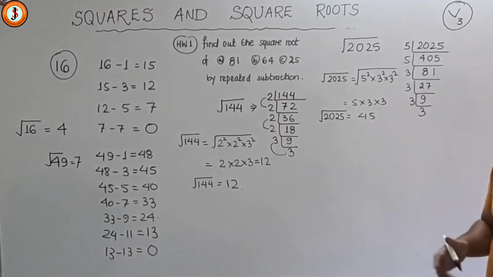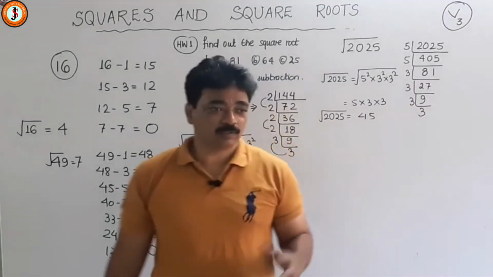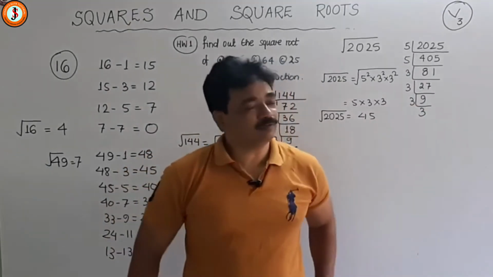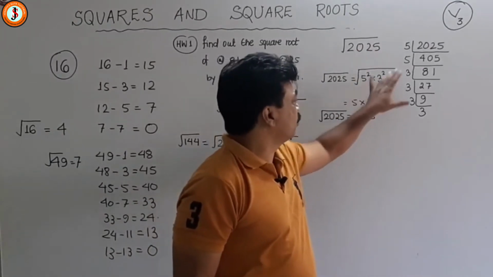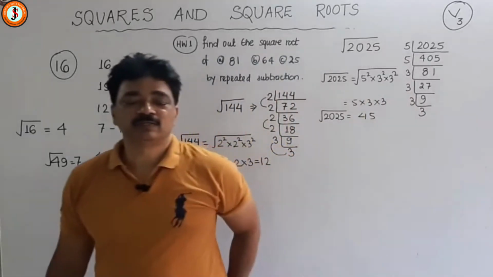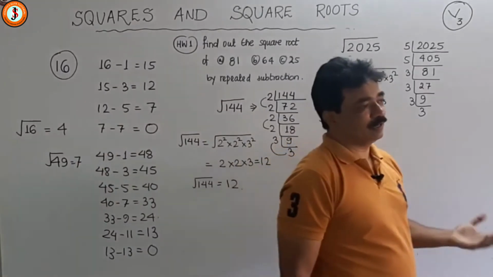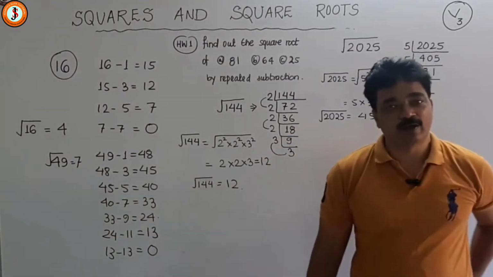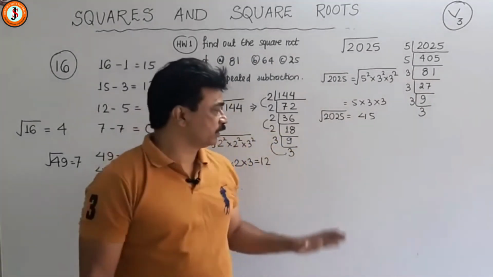So did you understand the concept? By factorization also you can get it. And suppose you have to examine if a number is a perfect square or not, you apply the same process. If you get all the numbers in pairs, then it is a perfect square. But if there is no pair of any particular number, then it is not a perfect square. So there will be questions based on this also.